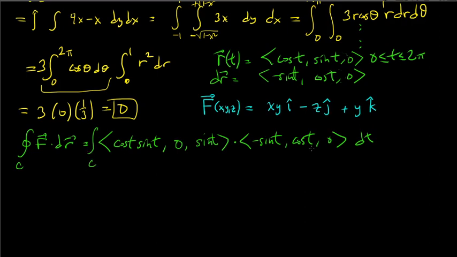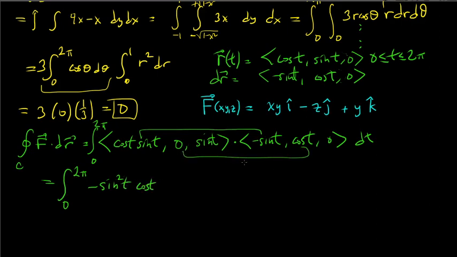Oops, we have to integrate, of course. t just goes from 0 to 2 pi. We already said that. So we still have to do the integral from 0 to 2 pi. The dot product will just be negative sine squared times cosine plus 0 times cosine plus 0 times sine. So that's it. It's just negative sine squared times cosine.